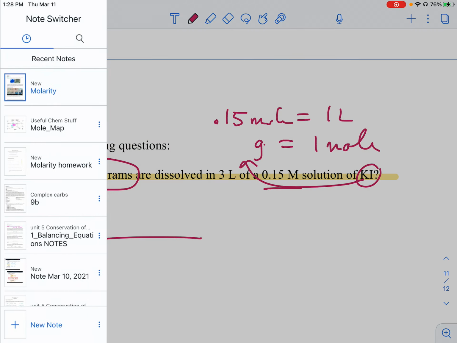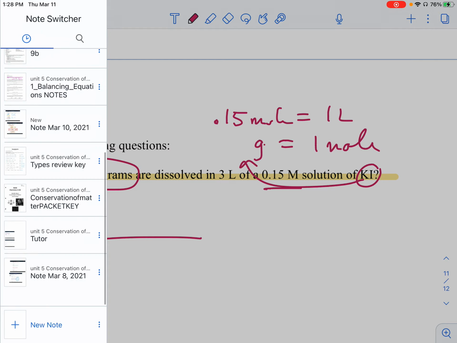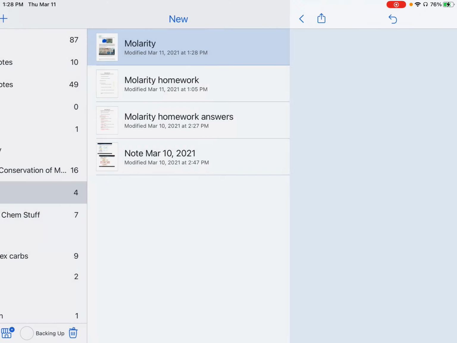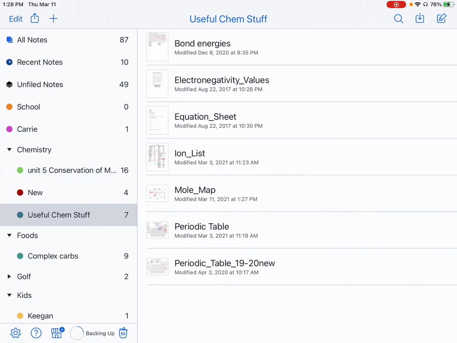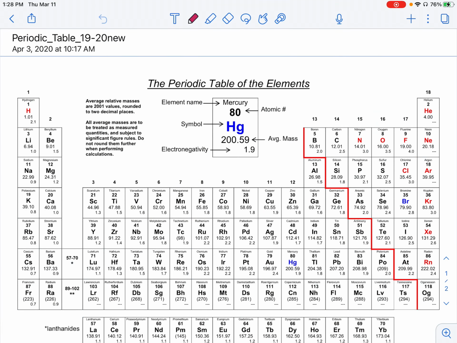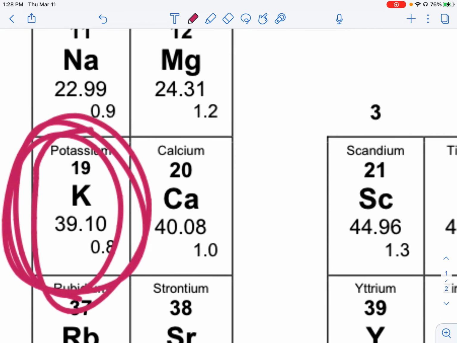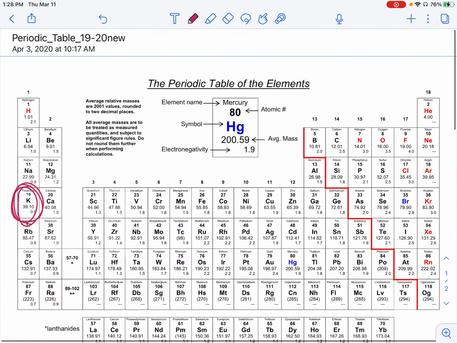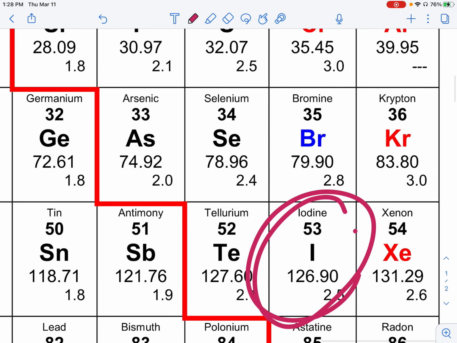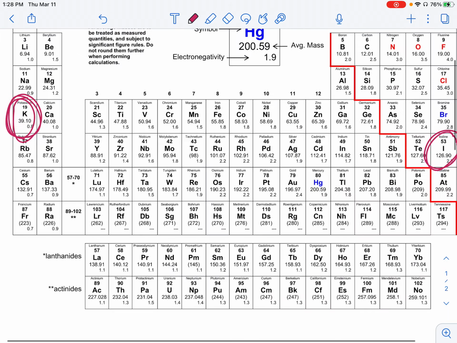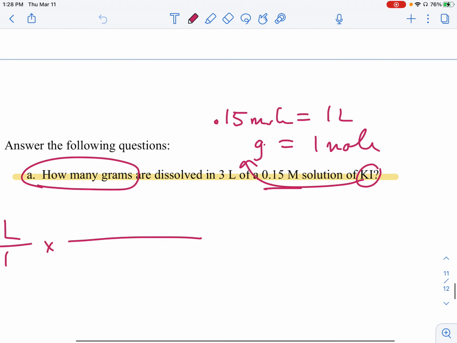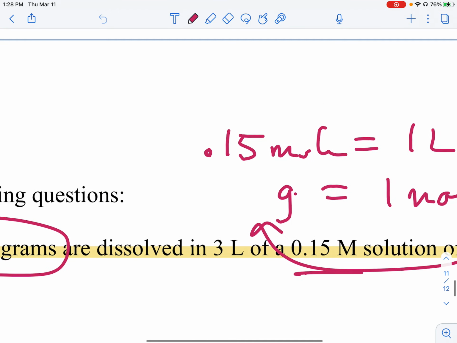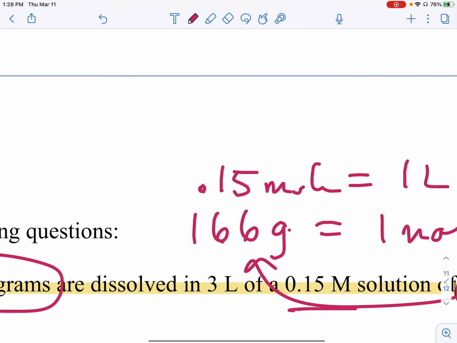To get a real quick review, I need my periodic table, sorry. Potassium is 39.1 and iodine is 126.9. Okay, so if I add that up, I get a total of about 166. So I'll head back here. And again, if you are unsure of what I just did, go back to the molar mass lecture and take a look at that. So this is 166, that's the molar mass of KI.